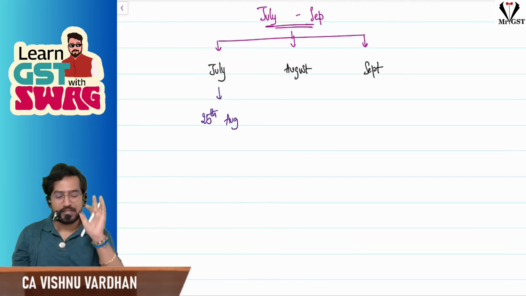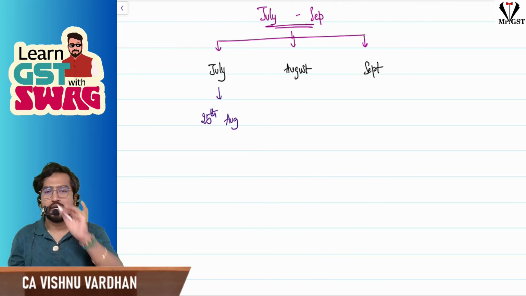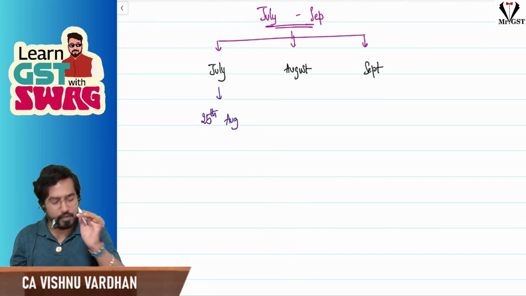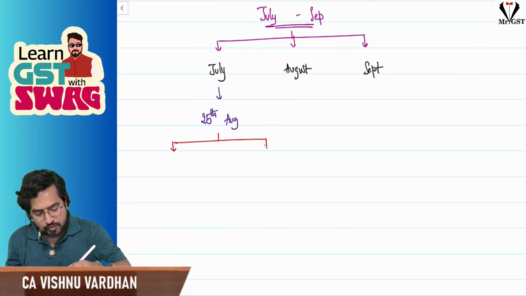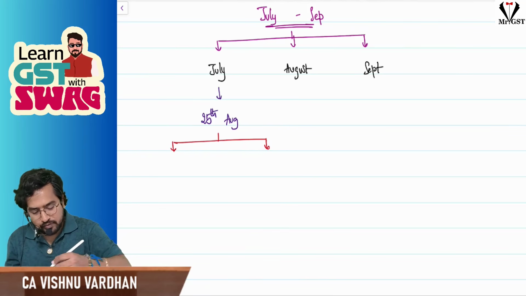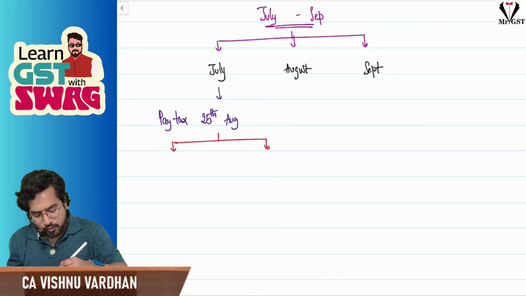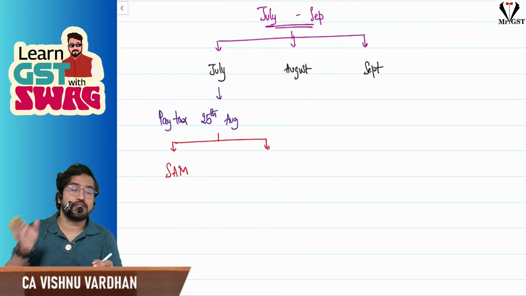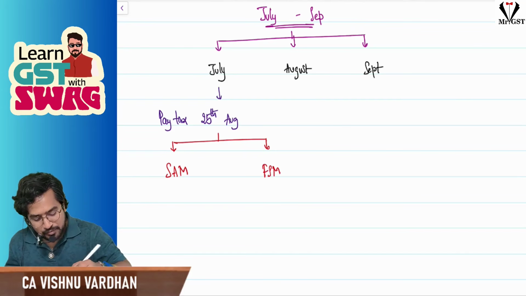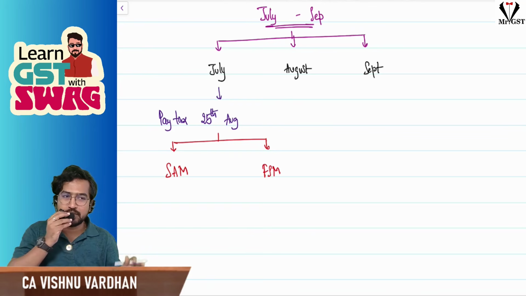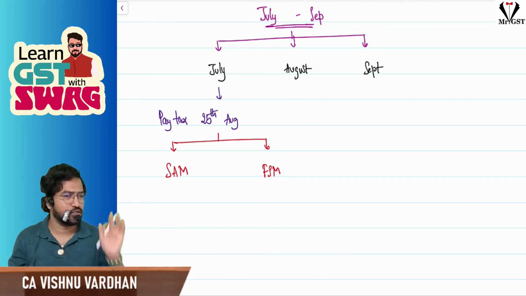So monthly, what we should do? We should pay tax. July month over, August 25th, what you should do? Pay tax. For paying tax, we have two options. One is SAM, the self-assessment method, not the SAM you are thinking of. Or FSM, the fixed sum method. These are the two methods in which you can pay tax. Any option, as you wish.